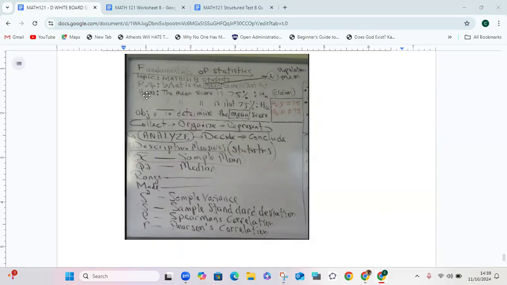So there are two hypotheses. One is the null and one is the alternative. The null happens to be the claim. It says the mean score is 75%. And the alternative is saying, well, no, the mean score is not 75%. And that is the HA. And here you have the symbolic translation. The null: the population mean is equal to 75. And the alternative: the population mean is not equal to 75. So the objective now is to determine the mean score.